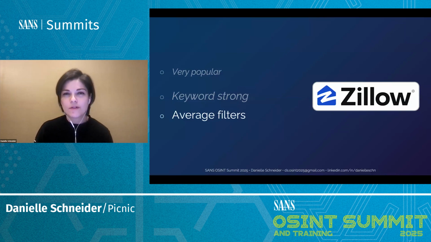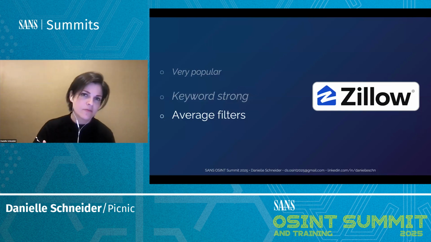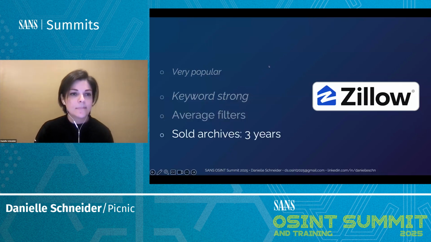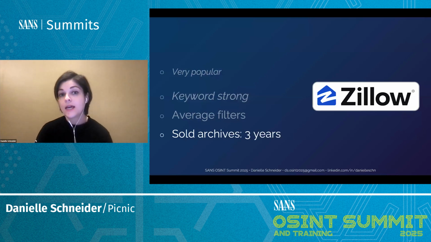But it's not great for filtering. It's pretty typical: filter by number of bedrooms, number of bathrooms, that kind of thing. And then it's only got 3 years of archives of sold houses. It has records of homes older than that, like you can enter an address and you'll see information, but you can't search it using filters.